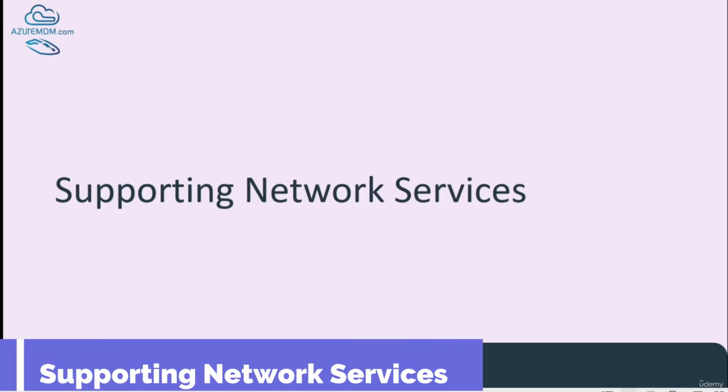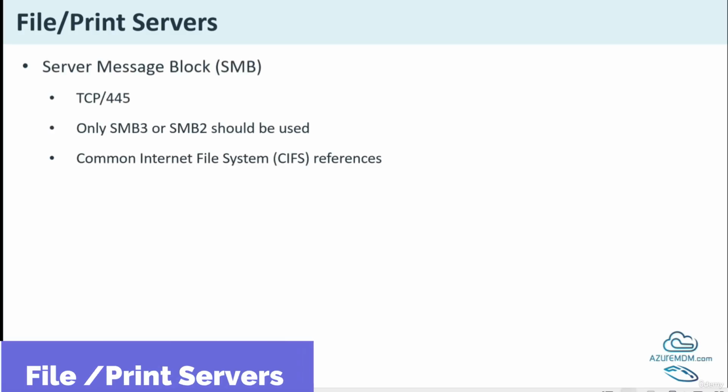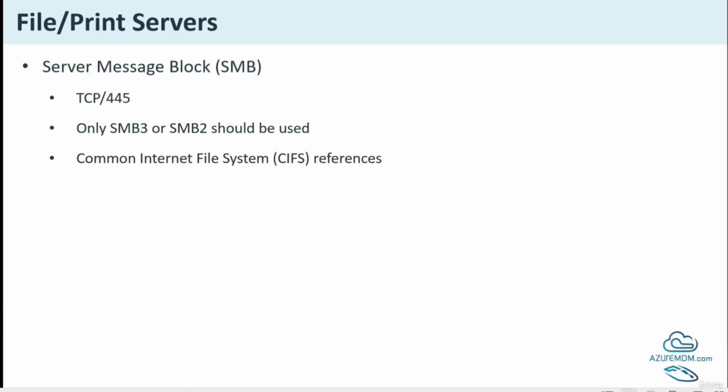Now we'll understand the supporting network services. File and print servers. Server Message Block, that is SMB. It is a protocol for sharing files, printers, and devices over a network. TCP 445. TCP 445 is the port used by SMB for direct communication without NetBIOS. Only SMB3 or SMB2 should be used. Newer, more secure versions of SMB to avoid the older vulnerable versions.